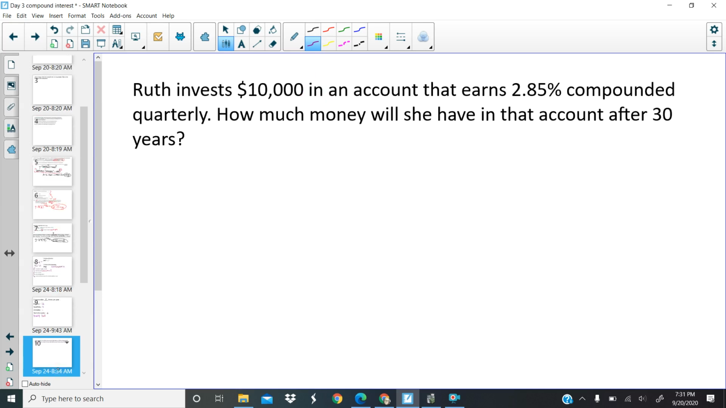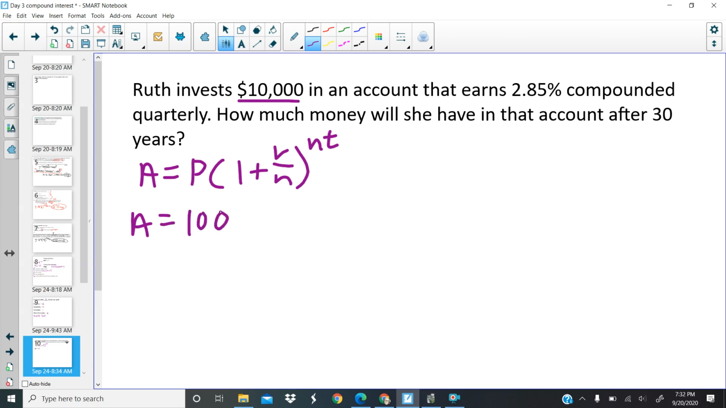So then I want to go through an example. So this says Ruth invests $10,000 in an account that earns 2.85% compounded quarterly. How much will she have after 30 years? So our formula for this is going to be A equals P times 1 plus R divided by N raised to the N times T. So A is the amount that we're looking for. That's the amount that she's going to have after 30 years. So we're just going to write A equals. P is the amount that is initially invested.